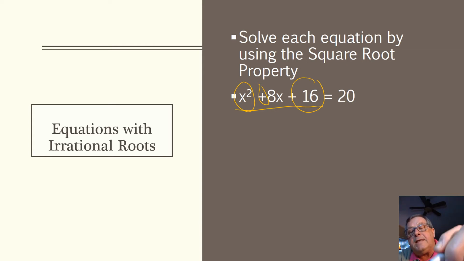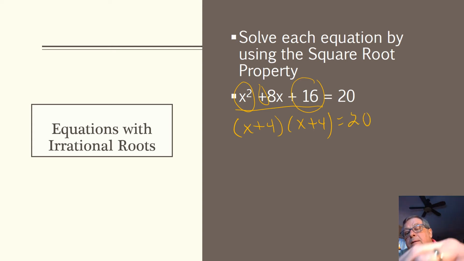And so I could write this left side of the equation as x plus 4 times x plus 4 equals 20. And then I could continue to write this as x plus 4 squared, x plus 4 times x plus 4, that's squared, equals 20.